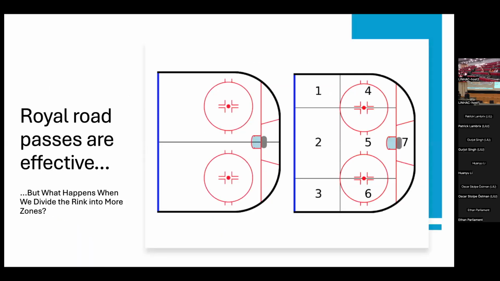But I wanted to look into what would happen if we divided the rink into more zones. So these new passes that we will look into are passes that go from one zone to the other.